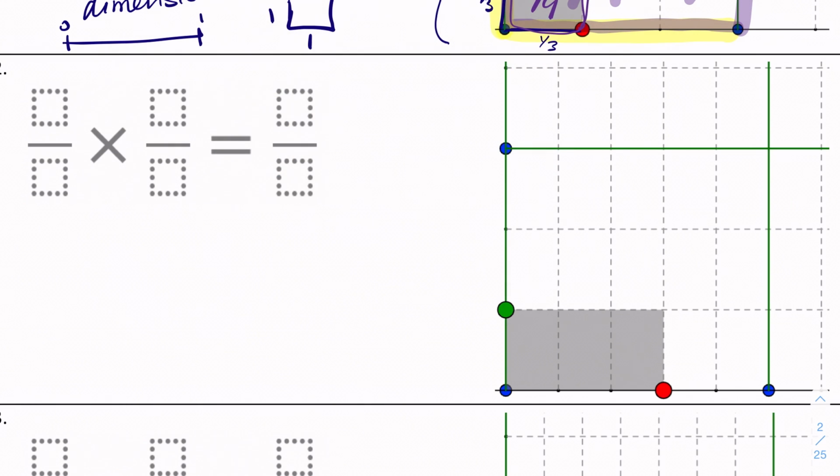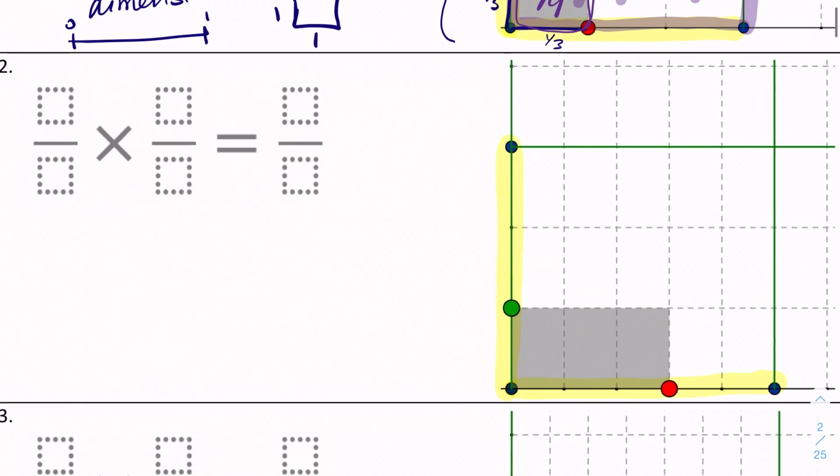Okay, so we're multiplying two lengths, two dimensions, and each one of those dimensions is going to be represented as a fraction. So this is 1/3 because you need 3 of them to fill the hole. And this is 1/5. We need 5 of them to fill the horizontal hole, but we have 3 of them in our dimension. These are the dimensions we're looking at.